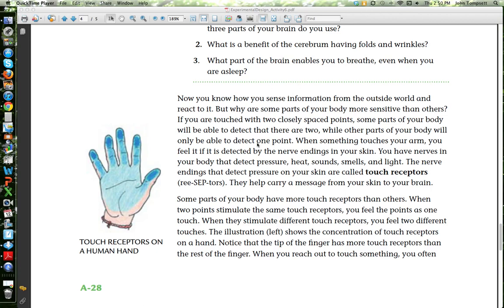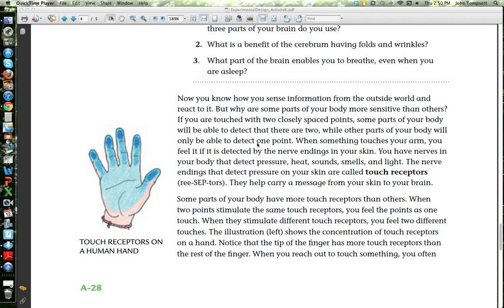When something touches your arm, you feel it if it is detected by the nerve endings in your skin. You have nerves in your body that detect pressure, heat, sounds, smells, and light. The nerve endings that detect pressure on your skin are called touch receptors. They help carry a message from your skin to your brain. Some parts of your body have more touch receptors than others. When 2 points stimulate the same touch receptors, you feel the points as one touch. When they stimulate different touch receptors, you feel 2 different touches.